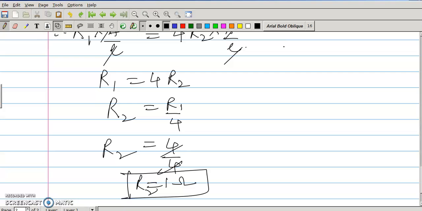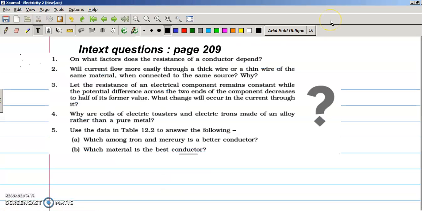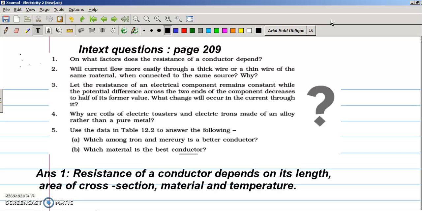So we move to the next one. Children, right now we will work the in-text questions of page number 209. Let us quickly answer these. The first question is on what factors does the resistance of a conductor depend? Resistance of a conductor depends on the length of the conductor, area of cross section, material and temperature.